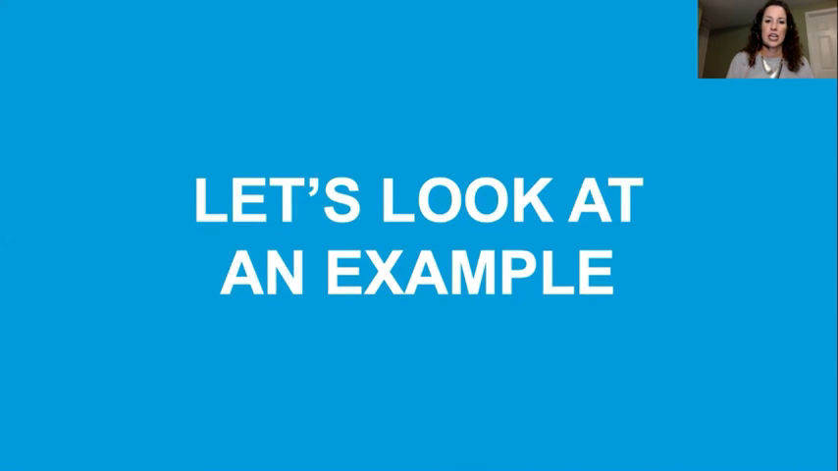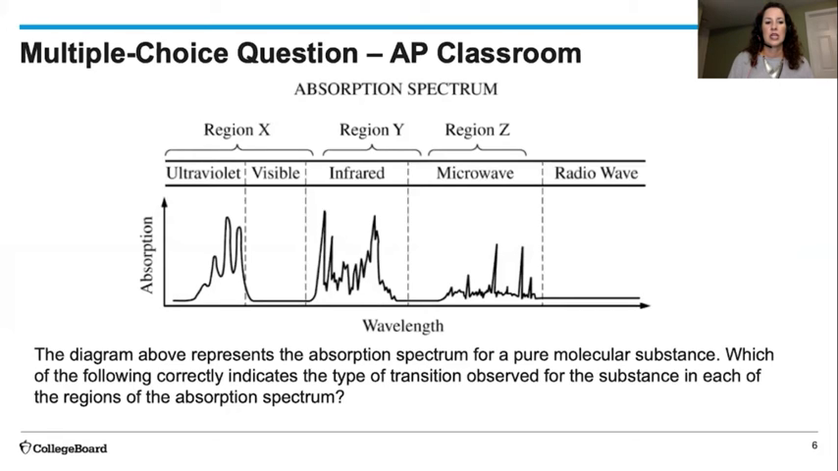Let's look at an example together. The diagram above represents the absorption spectrum for a pure molecular substance. Which of the following correctly indicates the type of transition observed for the substance in each of the regions of the spectrum? In this example, we have three different regions, X, Y, and Z, and we see that we are getting absorption data for each one of those.